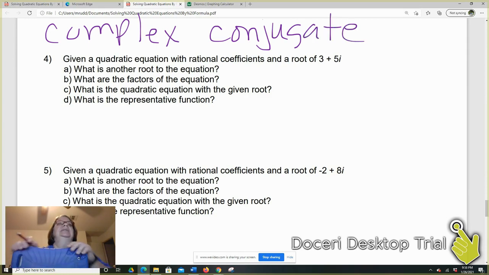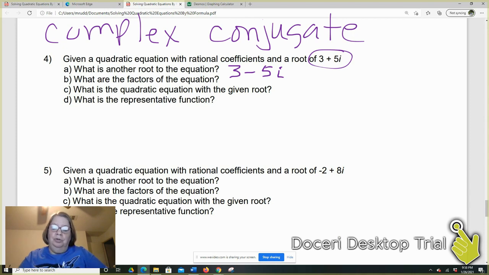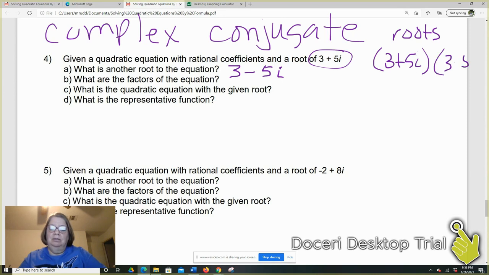When you have a complex number that's a root of a quadratic equation, the complex conjugate has to be also a root. So you can't have 3 plus 5i as a root without 3 minus 5i as a root. Okay, so another root to the equation is going to be 3 minus 5i. It's the complex conjugate of this. So now think about this. Our roots, or our solutions, are positive 3 plus 5i and positive 3 minus 5i. Those are the solutions.